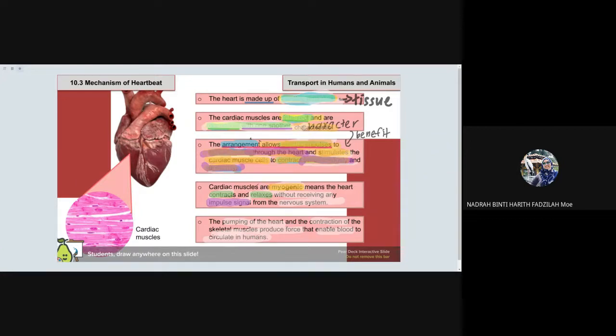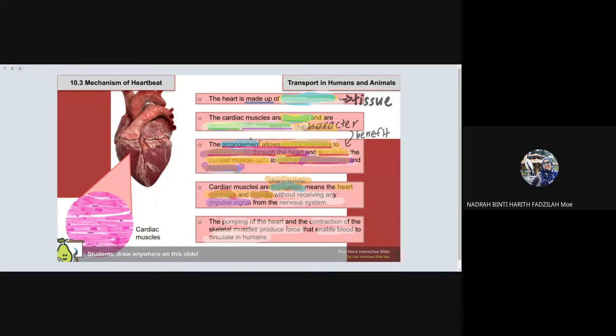Okay, another characteristic of the cardiac muscles are myogenic, meaning it will contract and relax continuously, atau the starting of contraction tu dia tak tunggu impulse signal from nervous system. What nervous system do is only regulating how fast it contract or how slow it contract. Itu saja. Tapi kalau kita tengok selagi the cardiac muscles tu are live tissues, if you remove it from the heart, it will still contract and relax up to a certain point, because of the characteristic myogenic tu.